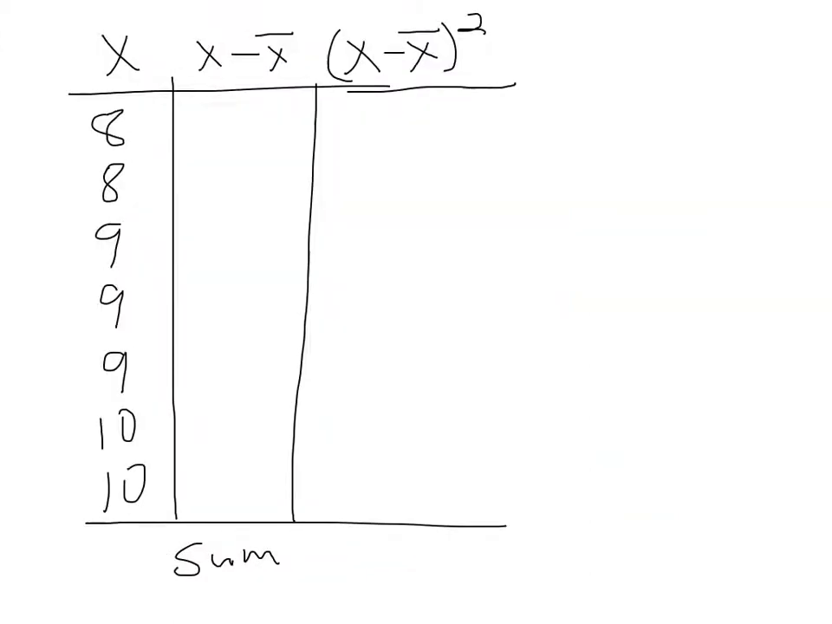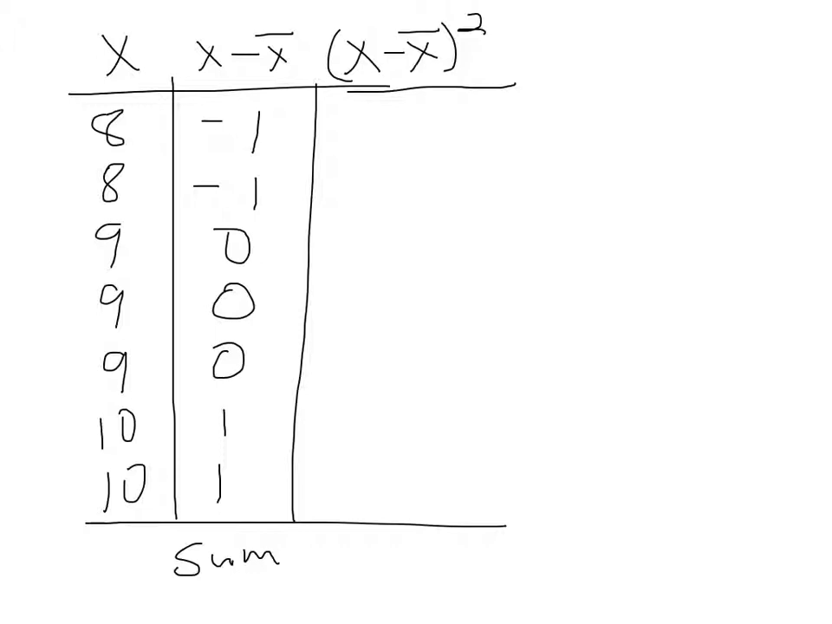Now they want us to find the standard deviation on this. They told us the mean was 9. So 8 minus 9 is -1, and another -1, and then 9 minus 9 is 0, and again. 10 minus 9 is 1, and again. Now if we added up that column of numbers, we'd get 0, and that will always happen if you just subtract the mean from a set of numbers.